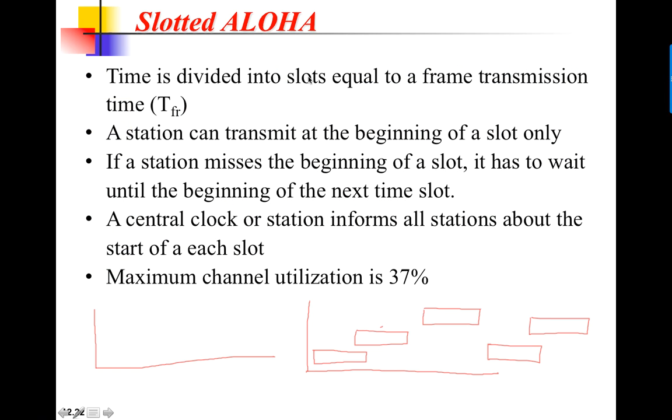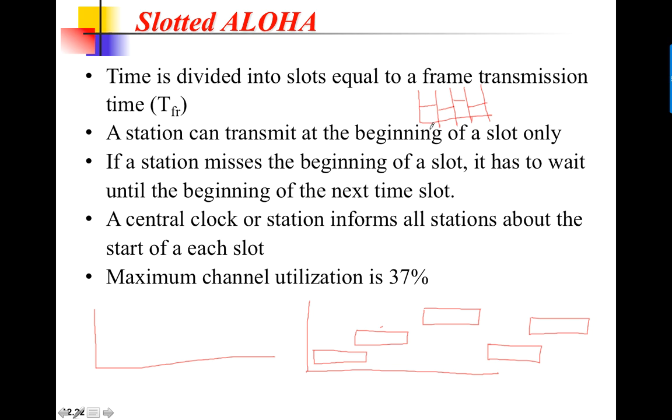So the time is divided into slots equal to a frame transmission time. So in slotted aloha, the slots that we see here, each of these will be TFR. Each of these will be TFR. And a station can transmit at the beginning of a slot only. If it misses the beginning, it will have to wait until the next time slot.